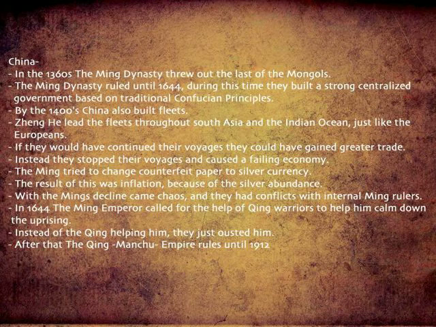With the Ming's decline came chaos, and they had conflicts with internal Ming rulers. In 1644, the Ming emperor called for the help of warriors to help him calm down the uprising. Instead of helping him, they just ousted him. After that, the Manchu empire ruled until 1912.